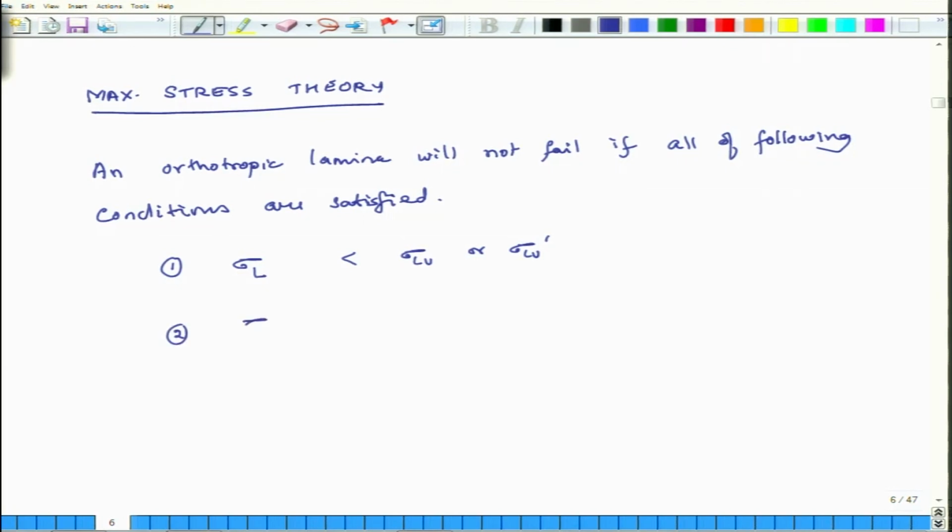Condition 2 is sigma T, the transverse stress. This should also be less than sigma TU or sigma TU prime, whichever is appropriate. And finally, tau LT should be less than tau LTU. Okay. So, this is what the maximum stress theory says. So, let us consider an example.